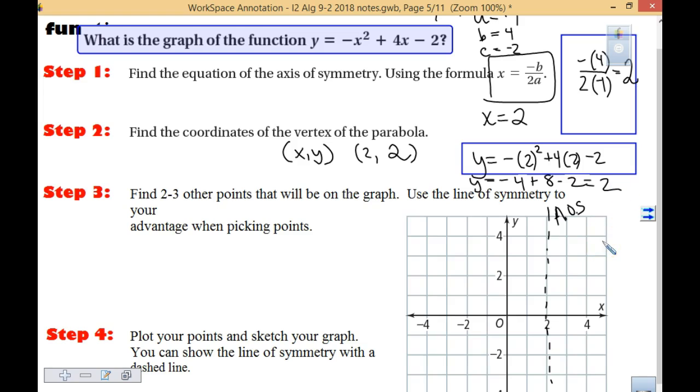Yes? But isn't the c value... The c doesn't, no, the c is not part of this. This is where we're starting. So make sure you have this. So our coordinates is 2, 2, which is nice.